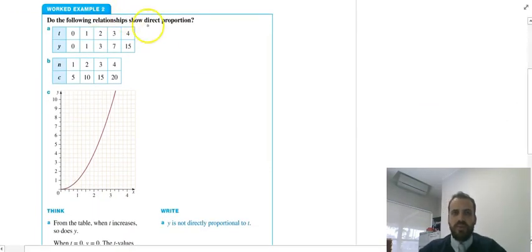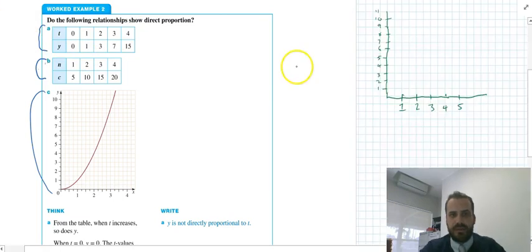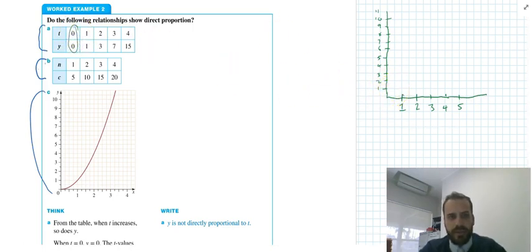This time it's not a word question, it's just looking at a table and deciding whether they're direct proportions or not. We've got three examples here. A and B are tables, and C is a graph. I might just change my background here so we can have a bit of fun with this. Looking at this one, the first point is 0, 0, so I can mark that on the graph I've just created.